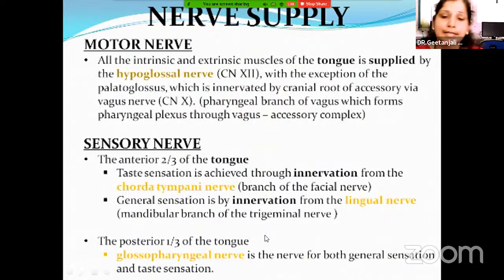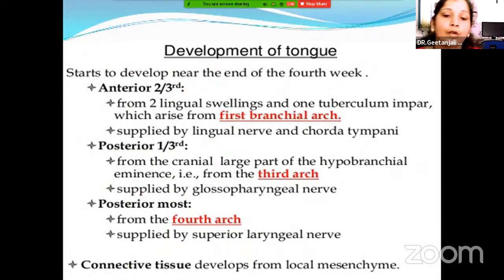Then, in motor nerve supply, already we know all the extrinsic and intrinsic muscles are supplied by the hypoglossal nerve except palatoglossus. And in sensory, for the anterior two-third, it is the chorda tympani nerve, which is a branch of the facial nerve, and general sensation by the lingual nerve, which is the mandibular branch of the trigeminal nerve. And for the posterior one-third, the glossopharyngeal nerve is the nerve for both general sensation as well as taste sensation. Now come to the development of the tongue.